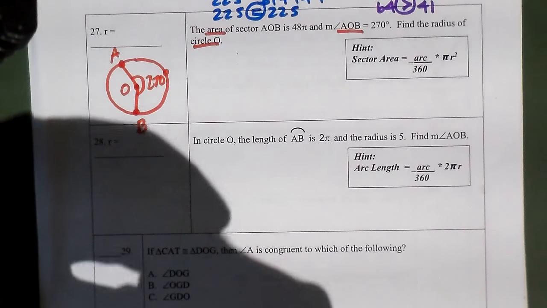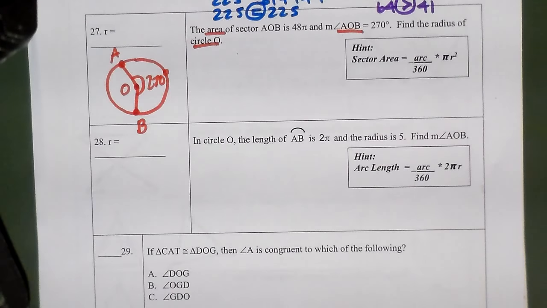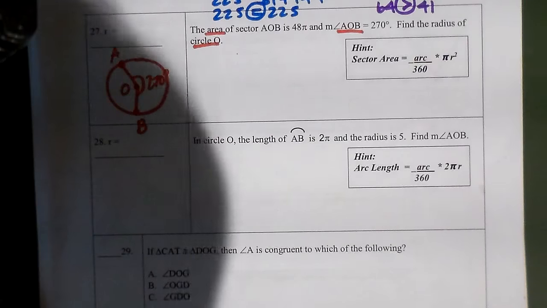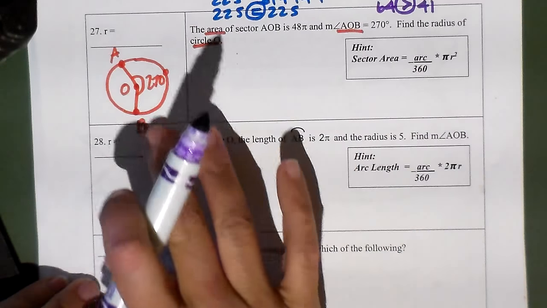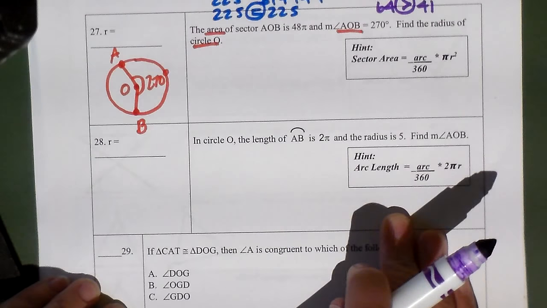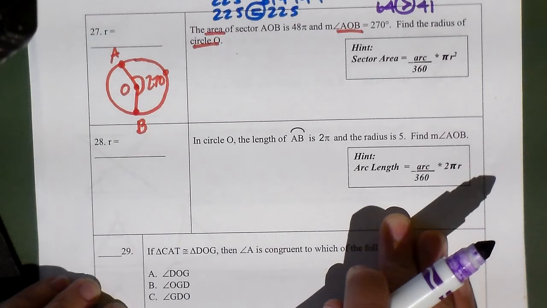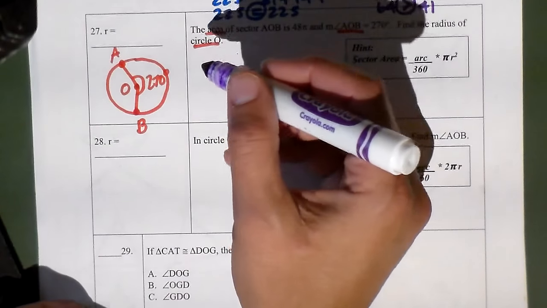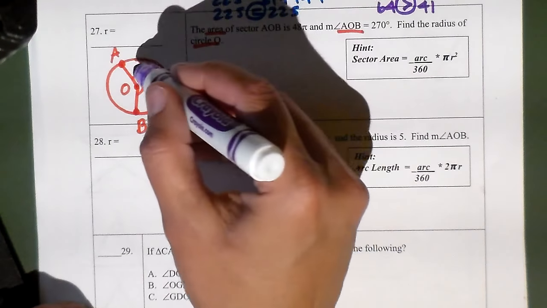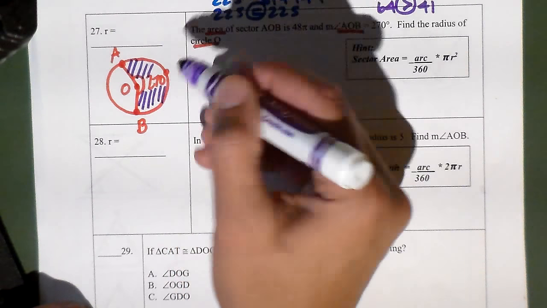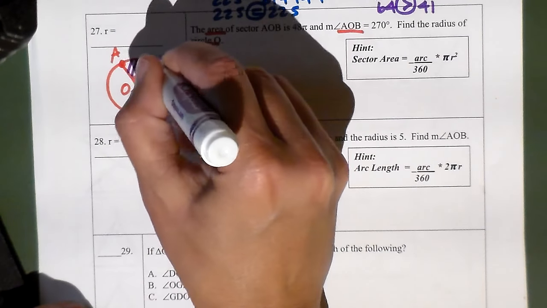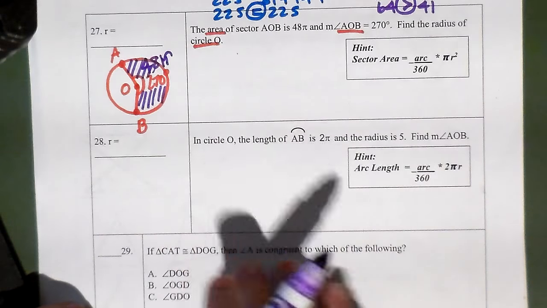Now a sector is kind of like a slice. So the area of the sector AOB is 270. Sector AOB is 270. What we have here, right here, is 48 pi. The 48 pi is the shaded area.